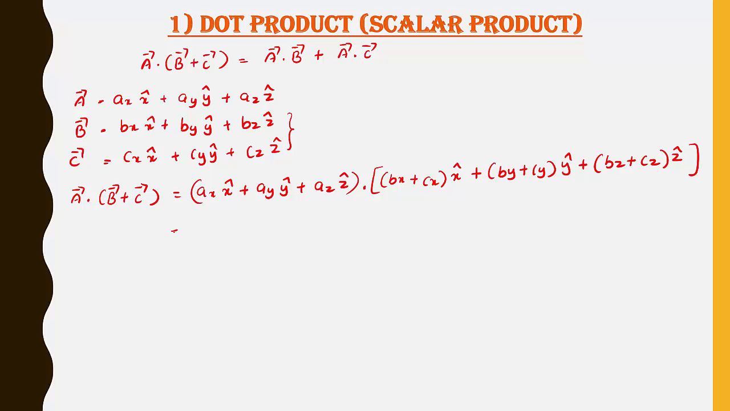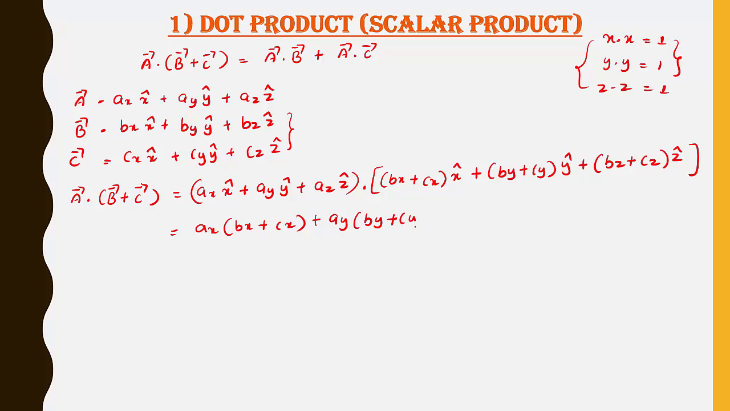Right? Now we can multiply these values: Ax into (Bx plus Cx). What is the value of x dot x or i dot i? x dot x value is 1. y dot y value is 1. z dot z value is 1. How the value becomes 1, I will explain in the next property. Observe here Ax (Bx plus Cx) plus, similarly, we can write Ay into (By plus Cy) plus Az into (Bz plus Cz). So this is the LHS value.